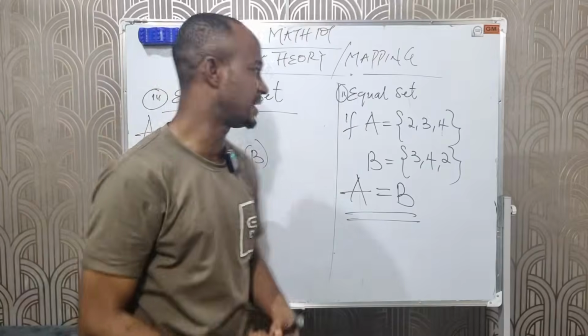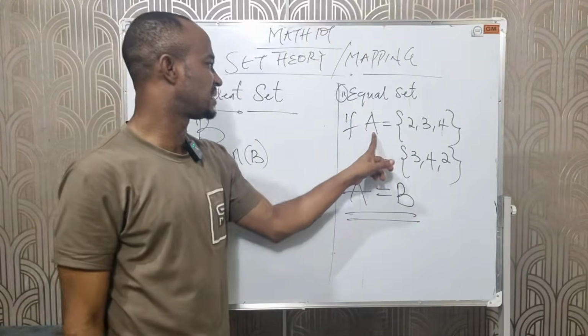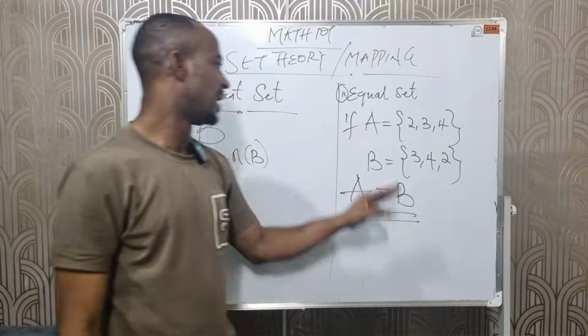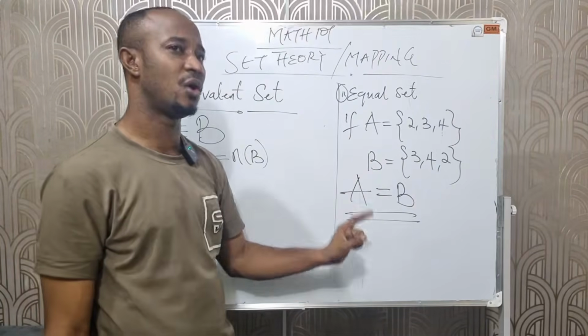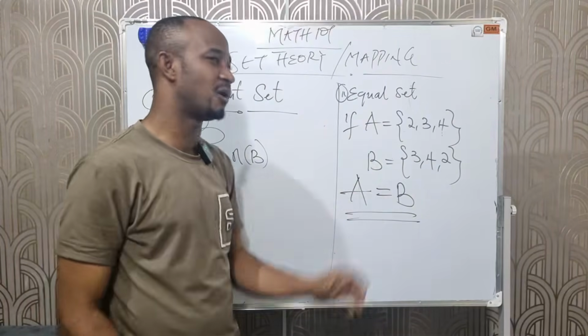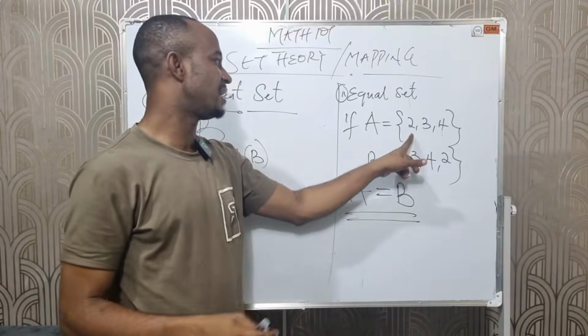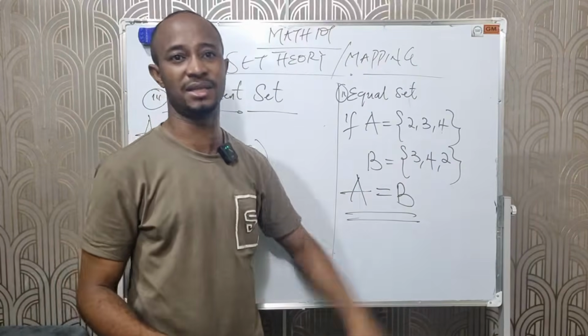Equivalent, right? For example, if set A is 2, 3, 4, and set B is 3, 4, 2, that means sets A and B are equal. Sets A and B are also equivalent because they have the same number of elements, right?